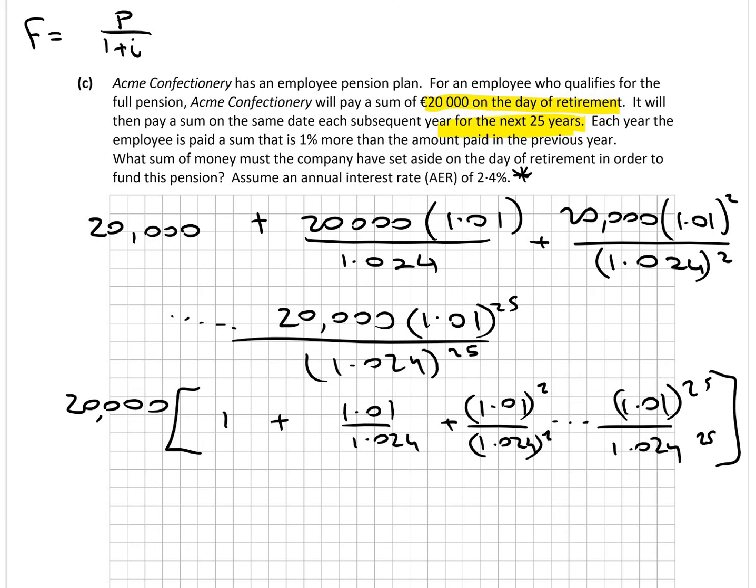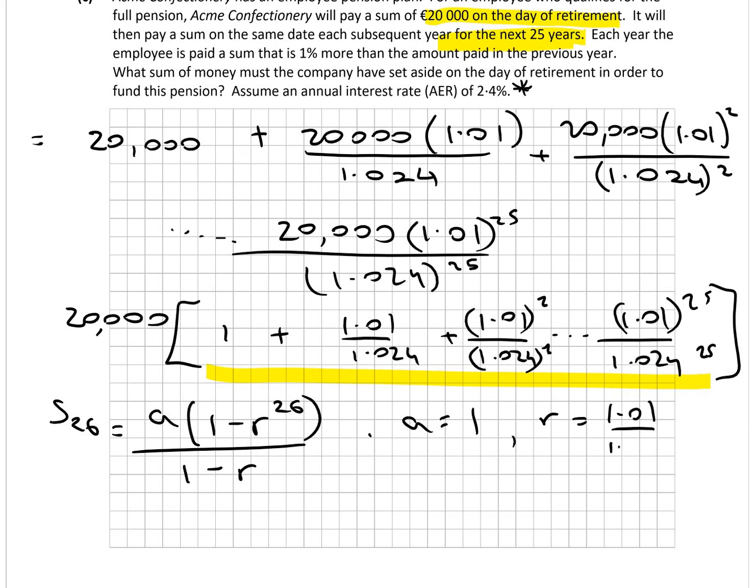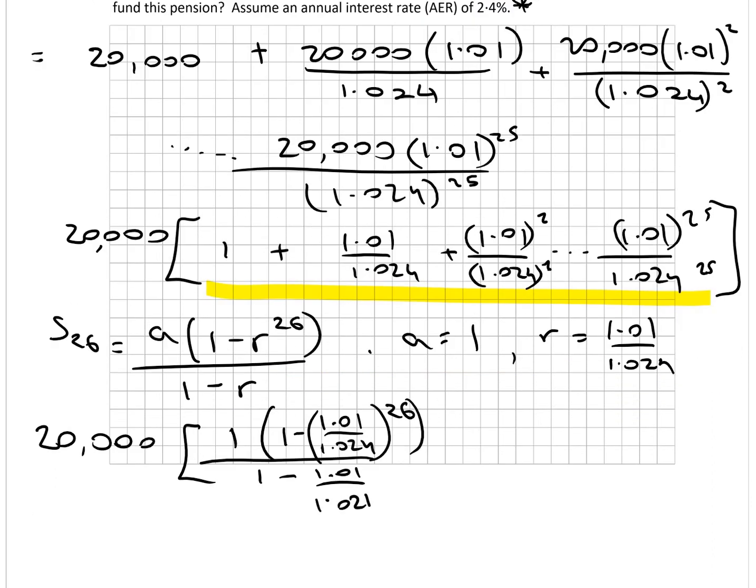So here, for this part, we can create our geometric series. Looking here, there's 26 terms, so the sum of the first 26 terms, if we look at the formula in the tables, is going to be a outside of 1 minus r to the n, over 1 minus r. And here we have a is the first term, 1, and r is increasing by 1.01 over 1.024 every time. So in total our answer is going to be 20,000 outside of 1 times 1 minus 1.01 over 1.024, all to the 26, over 1 minus 1.01 over 1.024.